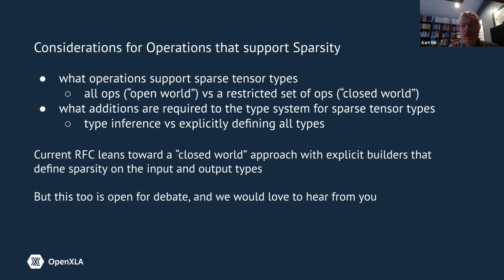So in this initial IR, we just assume that whatever generates the StableHLO with sparsity has some knowledge of what rules to use, and StableHLO as a spec simply provides this mechanism for building that IR, and doesn't try to be too smart by also including the inference rules. So like I said, we're leaning towards a closed world model, a restricted set of StableHLO operations, and explicit builders instead of inference of sparsity. But again, this is open for debate, and we would of course love to hear from you. Lots of people have different opinions on how sparsity should be done, and we look forward to having that discussion.